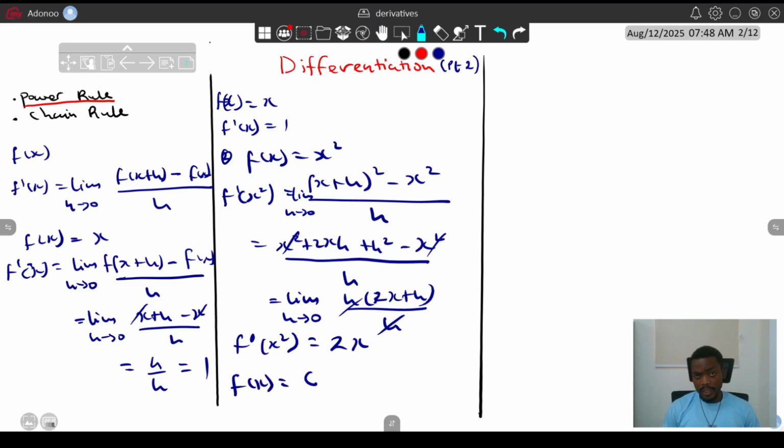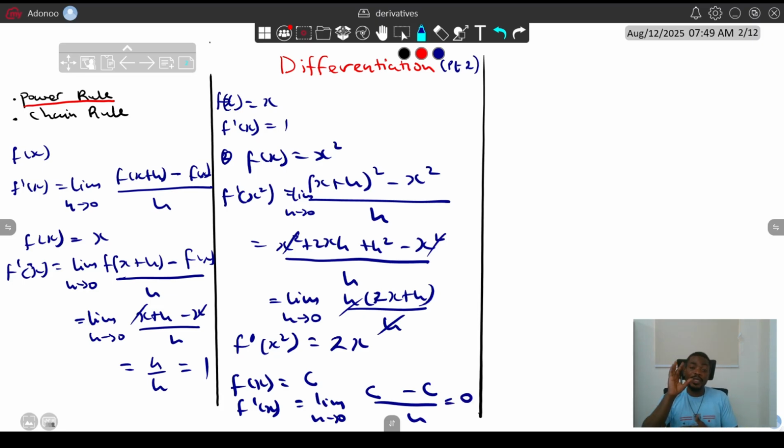Now, what if f of x is a constant? If f of x is a constant, it means it doesn't change. So there can be no x plus some term h. If we add h to it, it means x is increasing, and since it's a constant, it doesn't increase. So if f of x is equal to some constant c, then f prime of x will be equal to the limit as h approaches 0 of c minus c over h. Clearly this is equal to 0. So anytime we differentiate a constant, we get 0.